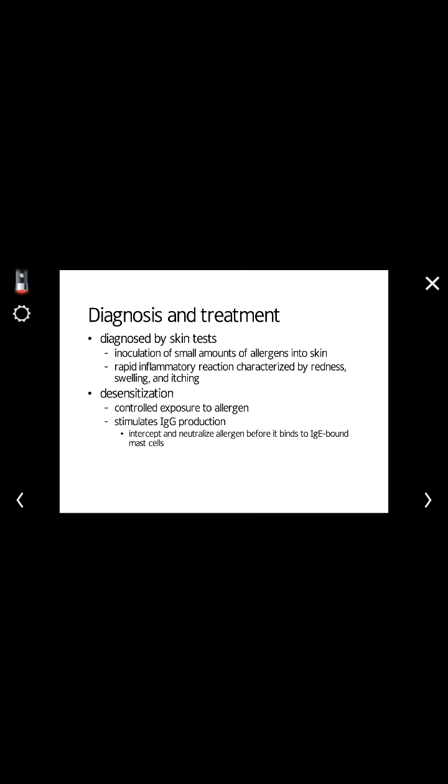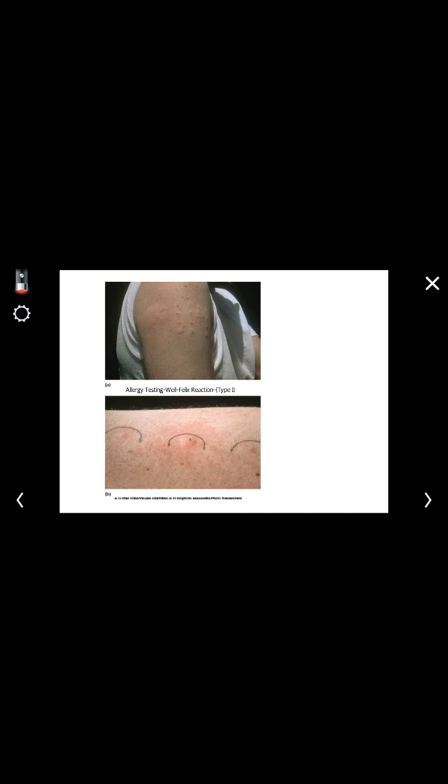Diagnosed by skin tests, inoculation of small amounts of allergens into the skin to see how it reacts, a rapid inflammatory reaction characterized by redness, swelling, and itching. Like this, allergy testing to see what they're allergic to. Obviously allergic here.